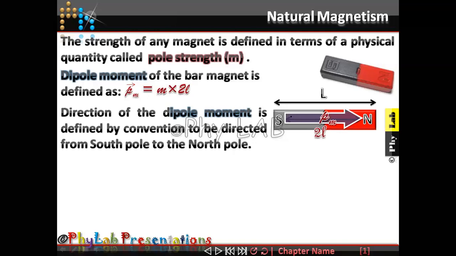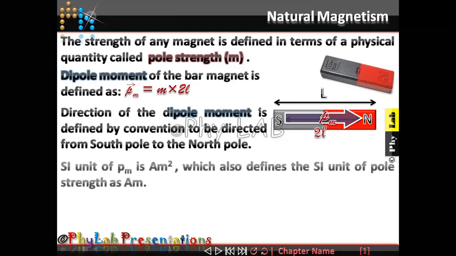So in this particular case, you can say it is directed along the positive x-axis, or i cap. So every bar magnet's dipole moment will also have its sense of direction. Dipole moment being a vector quantity, the sense of direction is defined from the south pole of the bar magnet to the north pole of the bar magnet. Now you already know that the dipole moment has a unit of ampere meter square.